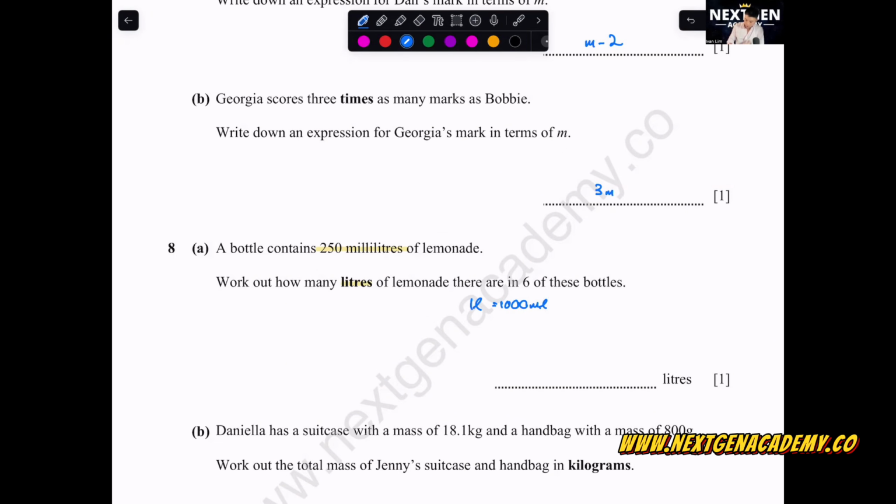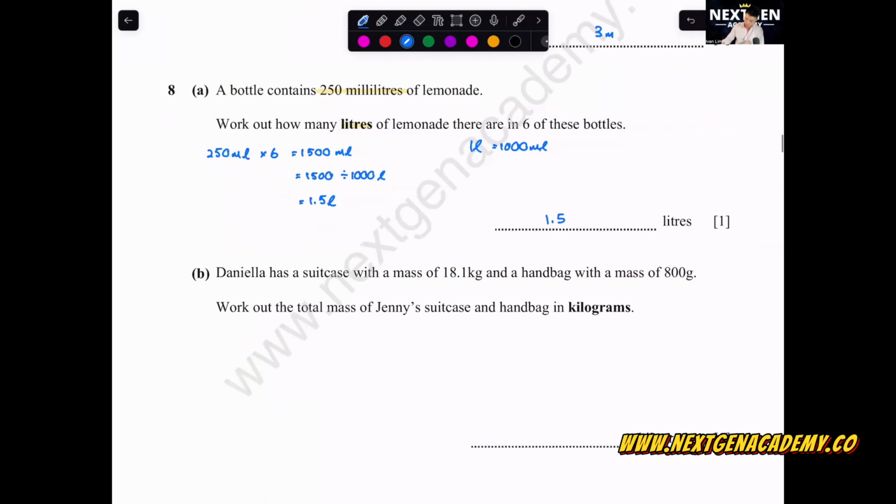Okay, they want us to find 6 bottles, but they give us in terms of milliliters first. Let's find in terms of ml first. So 250 ml times 6. How much is this? Okay, we'll get 1,500 ml. Okay, 1,500 ml, we can divide by 1,000 to get liters. So we get 1.5 liters. Okay, if you want to do it from the start, that means you change it from the start to 0.25 liters, also can. Okay, it's entirely up to you, as long as your final answer is 1.5 liters.